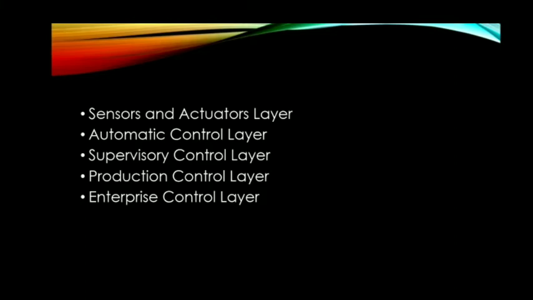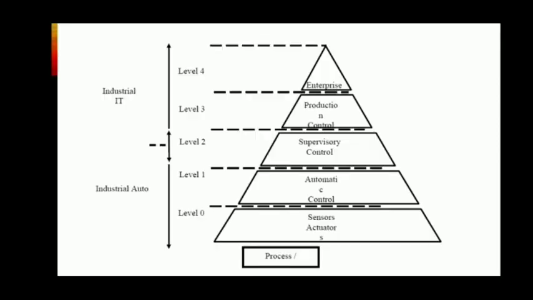Automatic control layer. This layer consists of automatic control and monitoring systems, which drive the actuators using the process information given by sensors. This is called the level 1 layer. Supervisory control layer. This layer drives the automatic control system by setting targets, goals to the controller. Supervisory control looks after the equipment, which may consist of several control loops. This is called the level 2 layer.